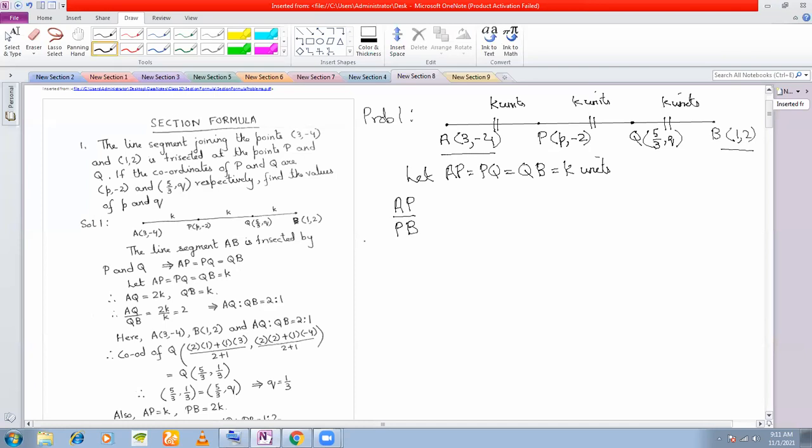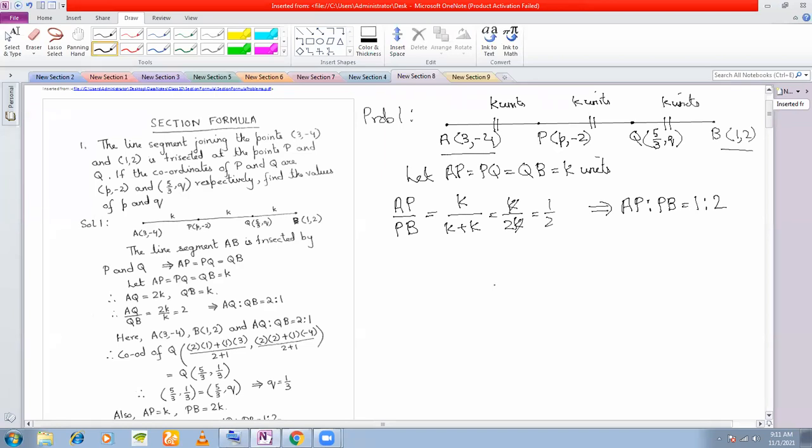That is, you need to find out AP is to PB. AP is K and PB is K plus K. So which is K by 2K, which is equal to 1 by 2. K and K cancel. That means, what is this ratio? AP is to PB is equal to 1 is to 2.